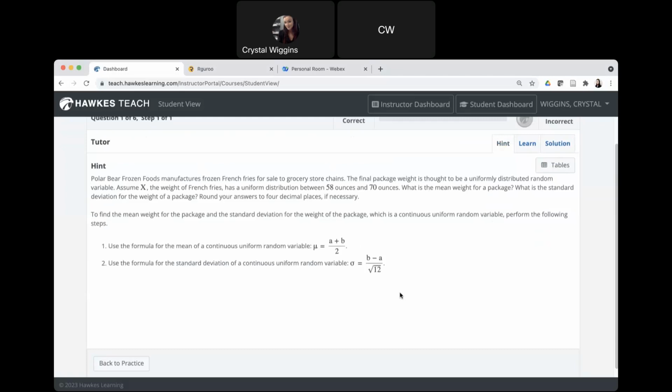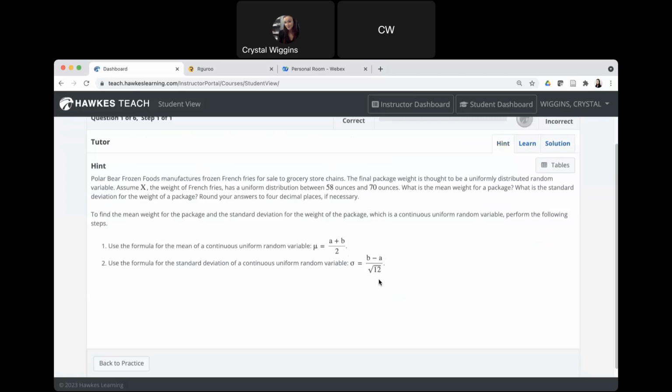So to find a mean for a uniform distribution, you will use a basic average formula. A and B represent your beginning and your end point. So in the example here, talking about a manufacturer and a uniform distribution between 58 and 70 ounces, A would be 58 and B would be 70. So to calculate our mean, we would add 58 plus 70 and divide by 2. For standard deviation, notice this is a standard formula, so we would subtract our endpoints, and you'll always be dividing by the square root of 12.